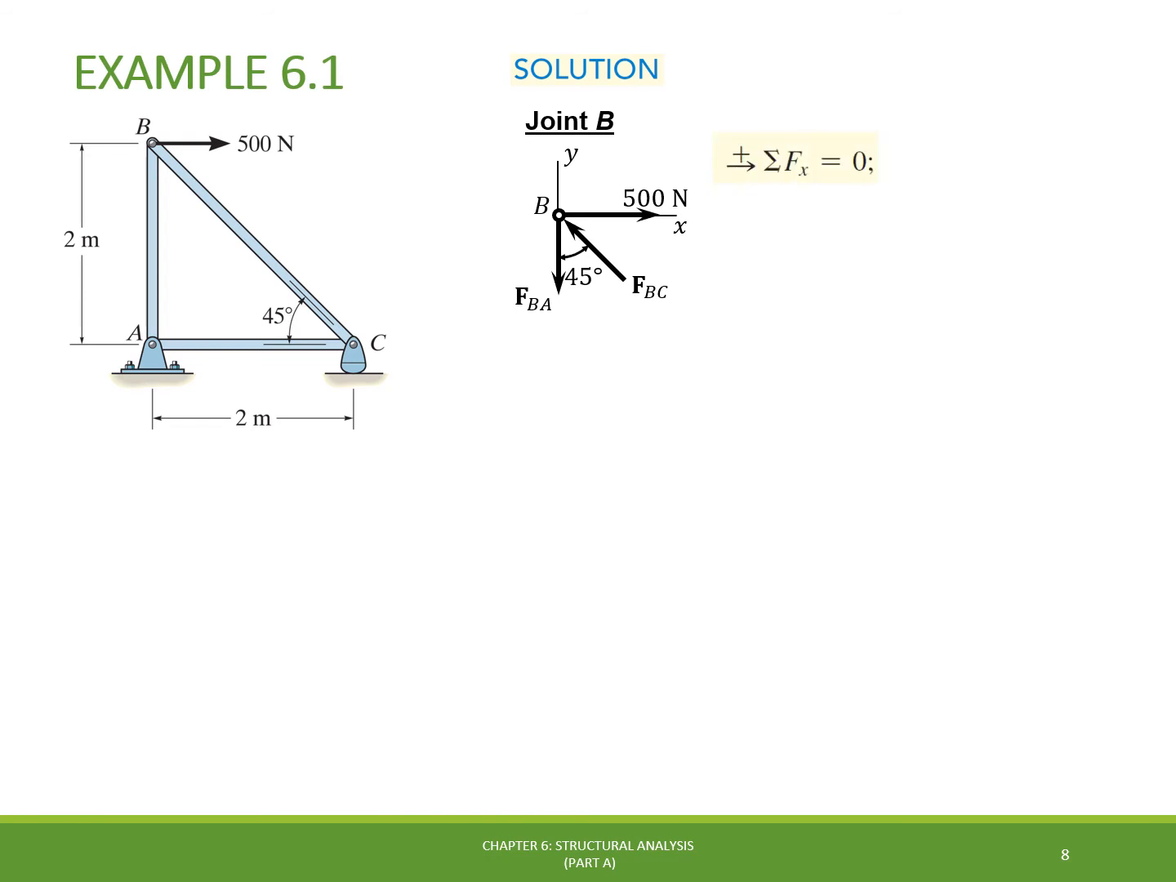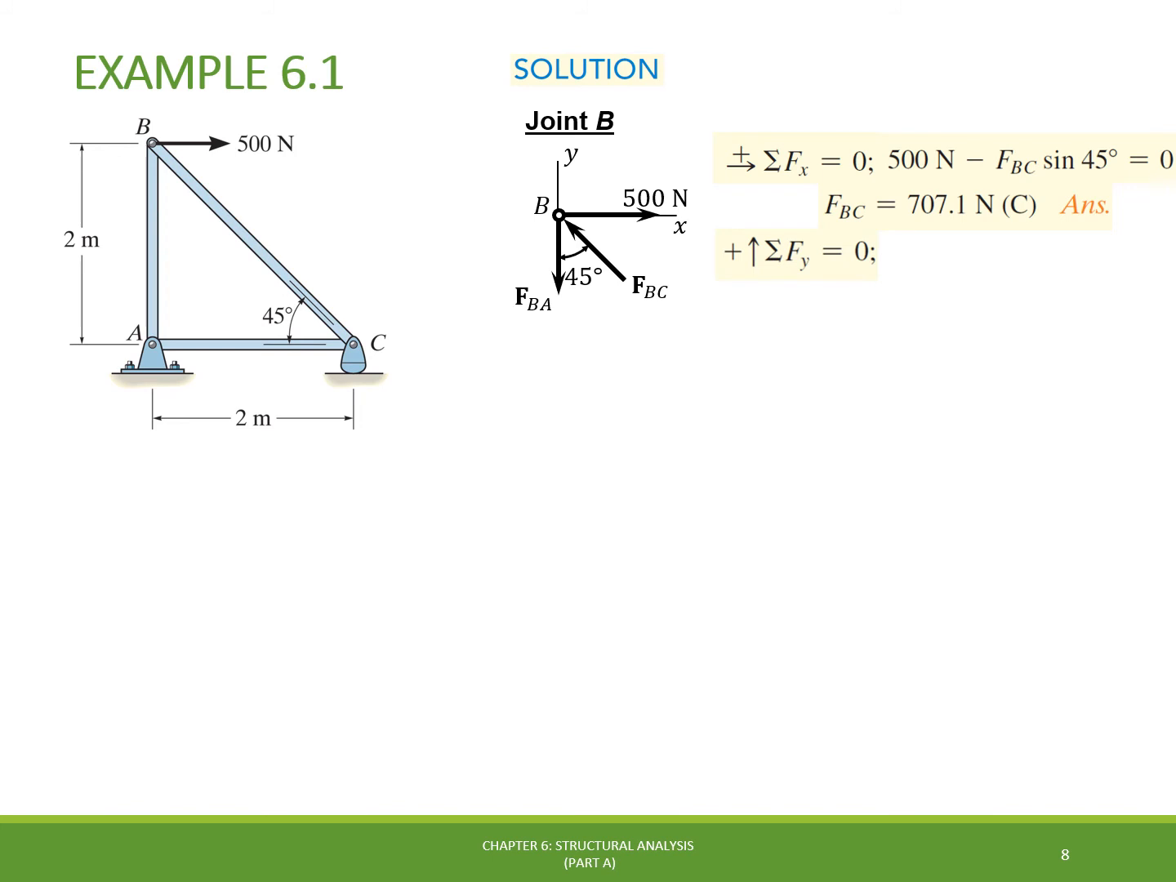When we write the equilibrium equations for the forces in the x direction, we have that the 500 newtons applied force will balance with FBC multiplied by the sine of 45 degrees acting towards the opposite direction. By solving this equation, we find that the magnitude of the force FBC is equal to positive 707.1 newtons, which confirms the compression sense for this force that we have assumed in the free body diagram.